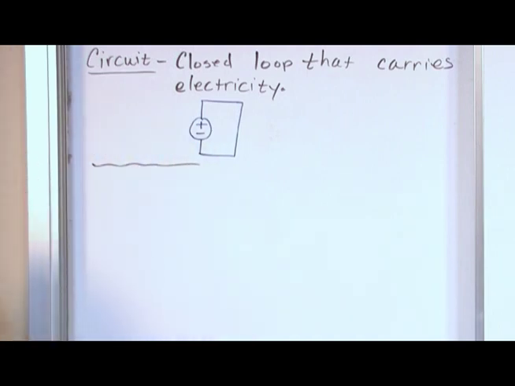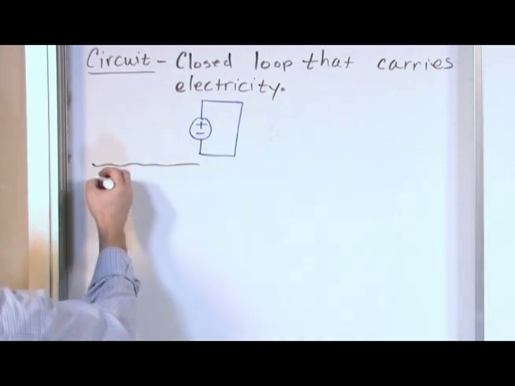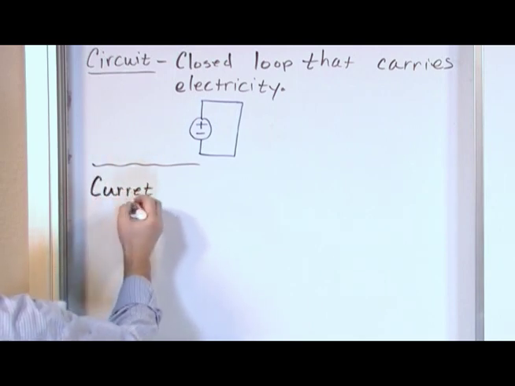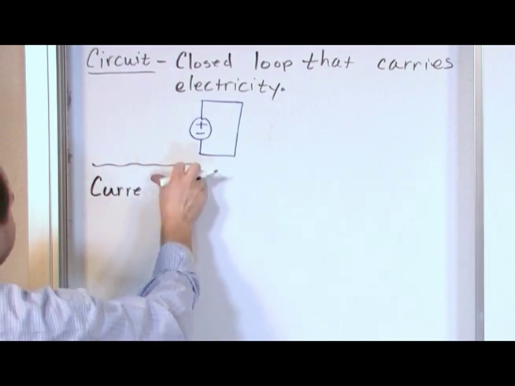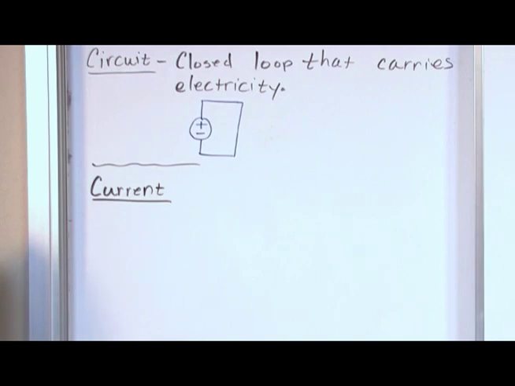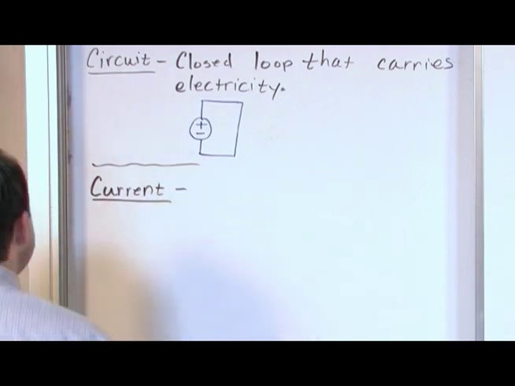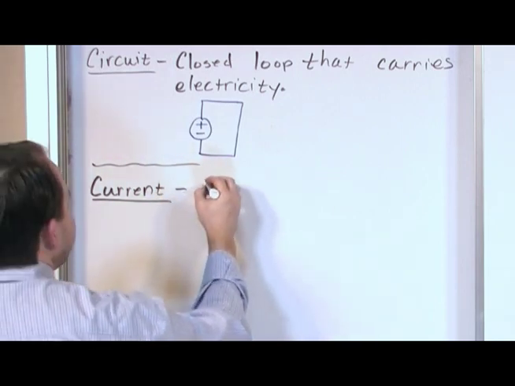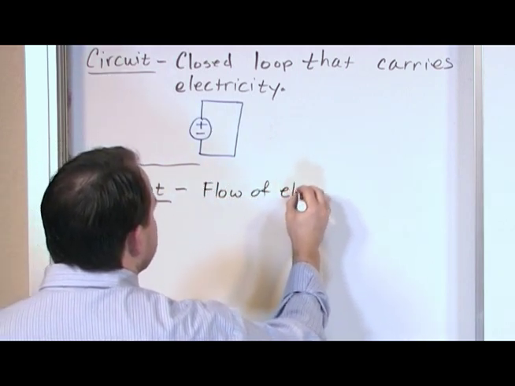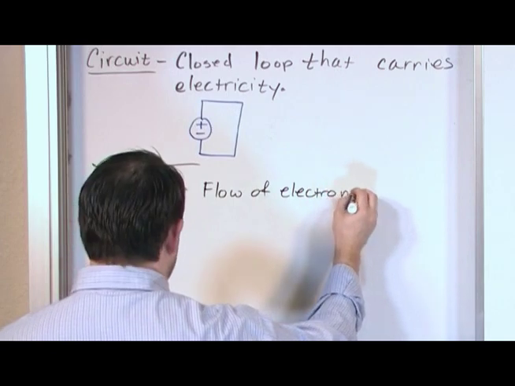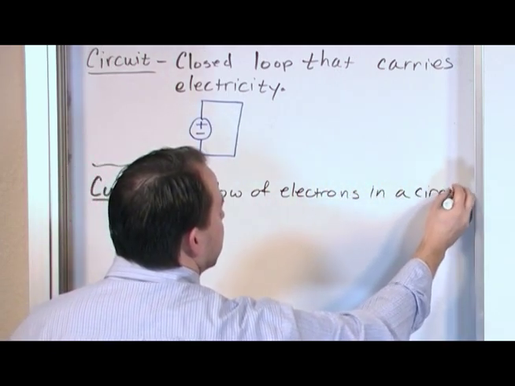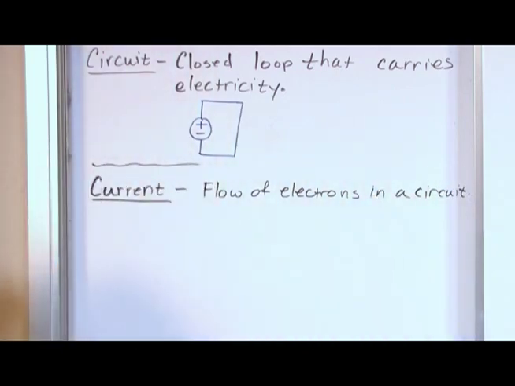Now let's get to something that's not quite so simple, but a lot of people still may understand this. What is current? And when I say current, I mean electric current. You've got to learn how to spell current first of all. Electric current. What is electric current? The simplest definition to write down for what electric current is, it is the flow of electrons in a circuit. It's the flow of electrons in a circuit.